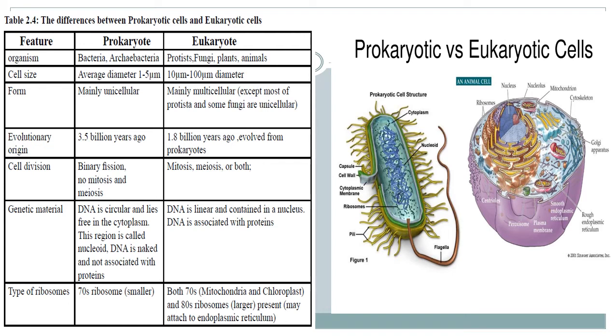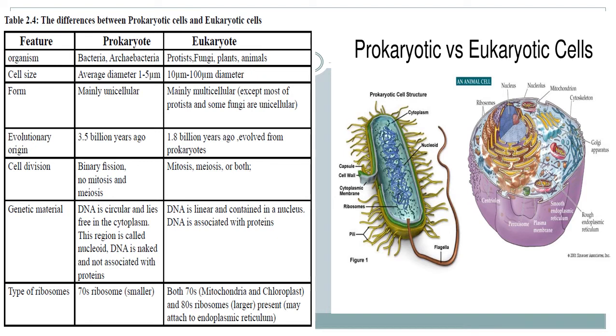Then the genetic material is the DNA, the circular DNA, which lies free in the cytoplasm. This region is called the nucleoid, as I told you earlier, in the prokaryotes. And the DNA is naked and not associated with proteins. Here it is not associated with proteins, whereas in the eukaryotic cell you find DNA is linear and contained in a nucleus, and it is associated with proteins.